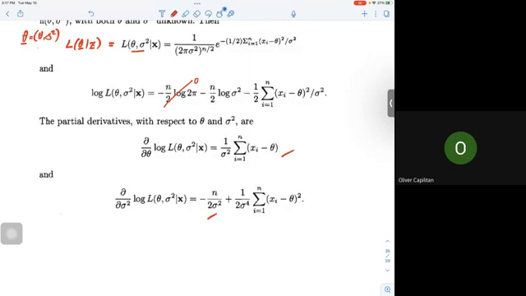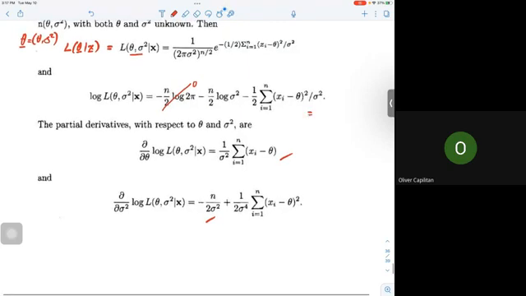We can express this as sigma squared to the negative 1, then we have 1 half, then the summation of x sub i minus theta squared. To take the derivative of that with respect to sigma square, we get negative 1, then sigma squared to the negative 2, then 1 half, summation of x sub i minus theta quantity squared.